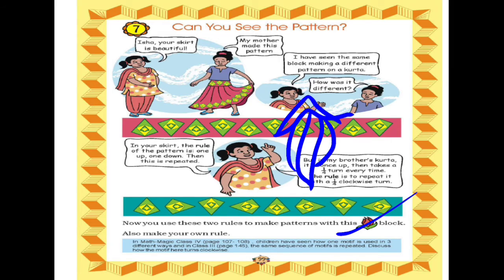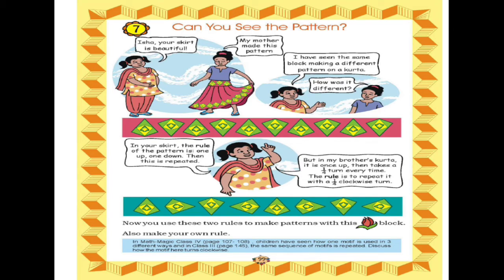First you will draw this, then second this, then again you will draw this one, then again you will draw this one. So this way you will repeat the pattern, so it will become a pattern. The second rule was that the design will take a 1/4 clockwise turn.